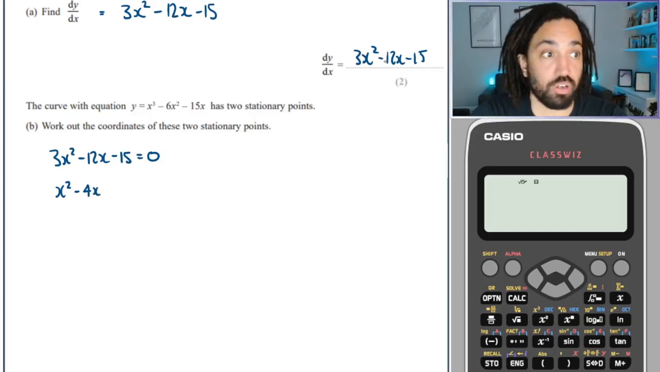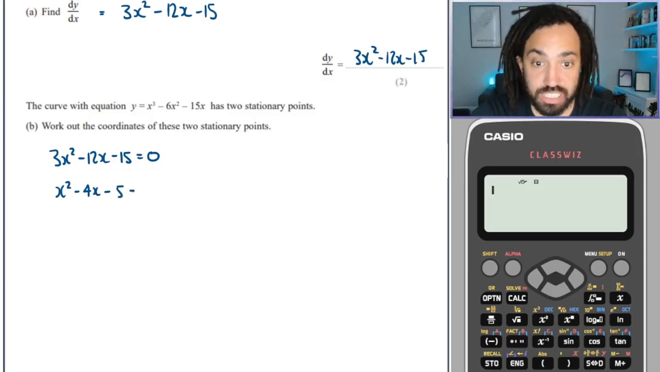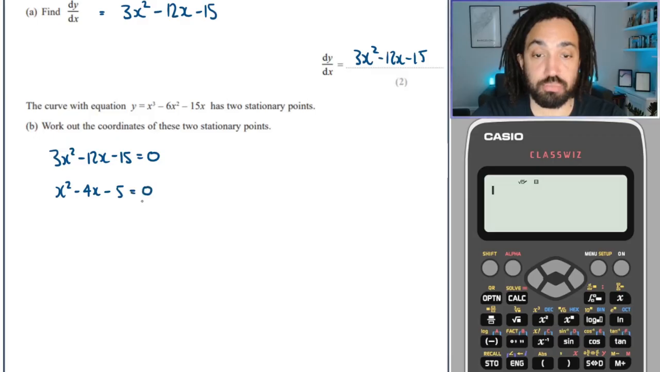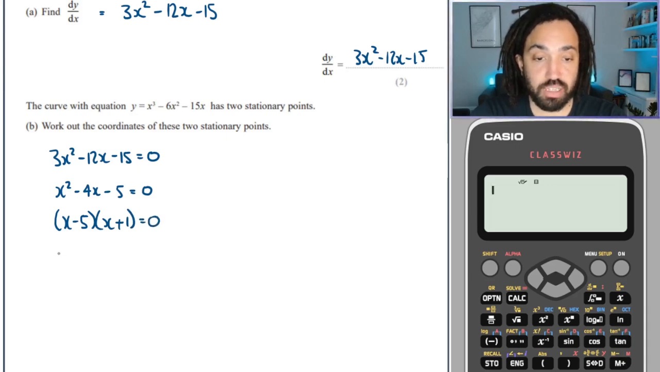I could not have divided this by 3. Do not do that. That is the gradient function. I can only divide it by 3 now because it's equal to 0, and dividing 0 by 3 is just still 0, and I'm trying to solve the equation. Please don't try and simplify the gradient function. Okay, so this can be factorised nice and straightforward. x minus 5, x plus 1, just by doing our quadratic factorisation. And x is equal to 5, x is equal to minus 1.